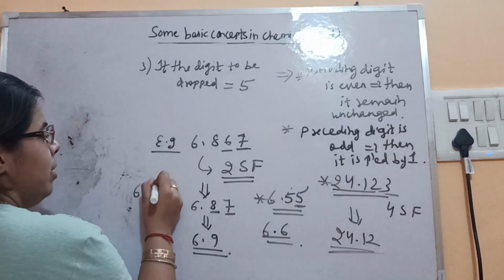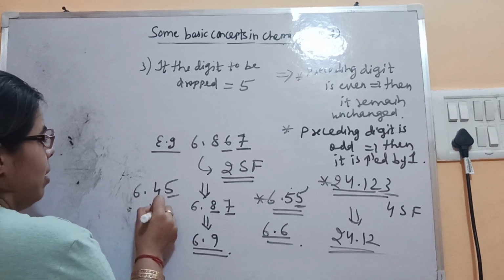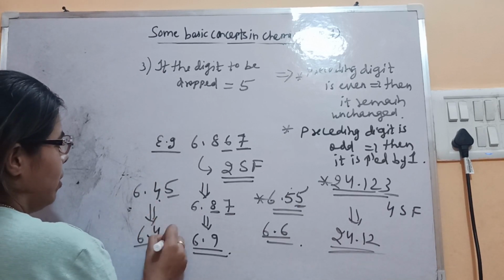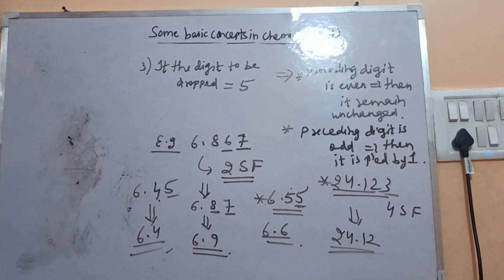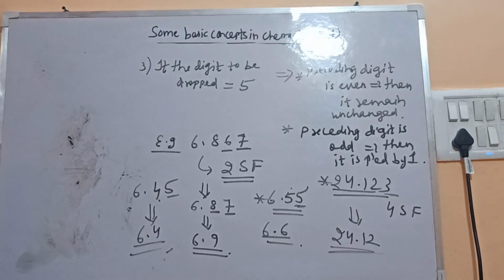Let's say 6.45, the digit is equal to 5 and the preceding digit is even, so no change. 6.4 is the answer. In this way you have to do the rounding of the digits. I hope it's clear to everyone. Now let's see the next rule.